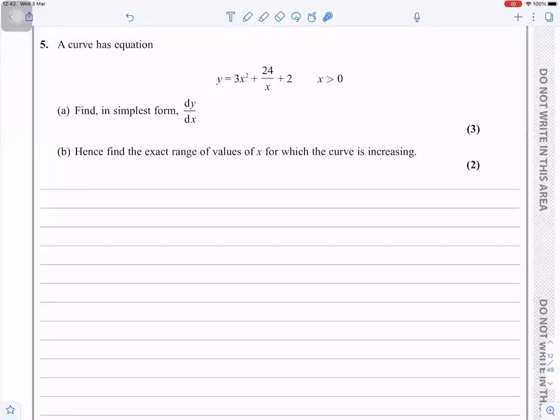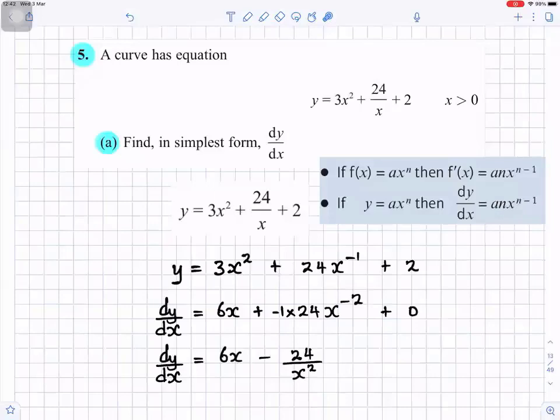Question number 5. A curve has equation. Find in its simplest form dy over dx. So to find differentiation, we're using this formula there on the right hand side. When you differentiate, you multiply by the power and subtract 1 from the power. So got 3x squared, so we multiply by 2. So with 2 times 3, which will give you 6, and subtract 1 from 2, which will give you 2 minus 1 gives you 1, so 6x.